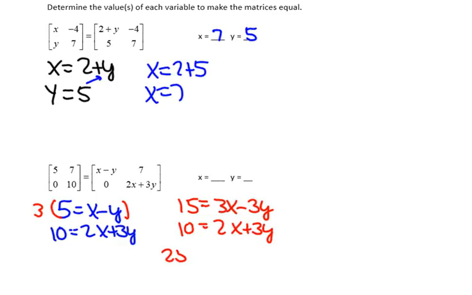So what does that give me when I add the two equations? 25 equal to 5x, and 5 is equal to x. So we can plug 5 in, and we can tell very quickly that 0 is equal to y. So when x is 5 and y is 0, that is when these two matrices are equal.